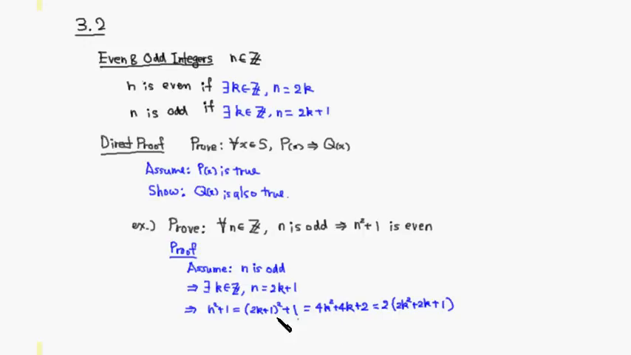All right, so therefore, we know that there exists some integer L, which is this guy right here. So 2 times integer k squared plus 2 times integer k plus 1 is still an integer, such that n squared plus 1 can be written as 2 times that integer L. So therefore, n squared plus 1 is even. That's the proof. That's it. I hope that this was clear.